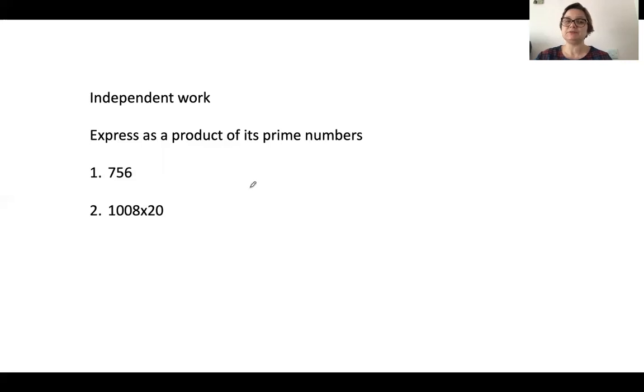And here's your independent work. You are going to express 756 as a product of its prime numbers. And here we have the multiplication of 2 numbers. So follow steps one by one. Again, try to begin with the lowest prime number that you can identify. But if you can't, then don't worry. You keep going, keep doing exactly the same thing for both sides of the tree.